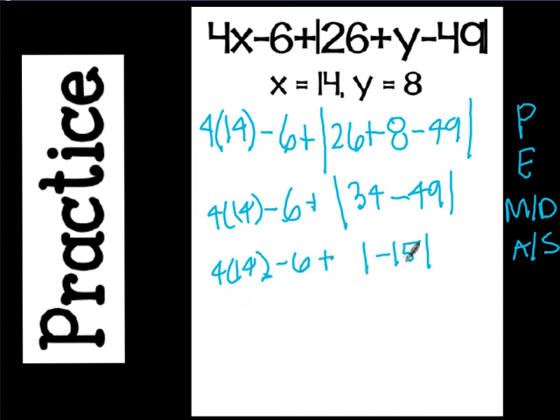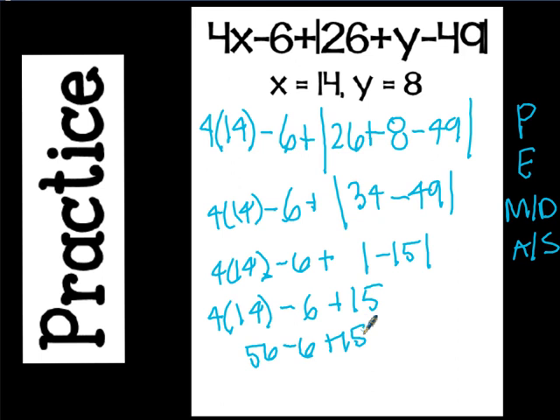Right, well, the absolute value of 15 is talking about how far negative 15 is from 0 on the number line. So it's 15 places away from it. Then I have my multiplication right here. So 4 times 14 is going to give me 56. And now I just move left to right. So 56 minus 6 is going to give me 50. And then 50 plus 15 is going to give me 65.